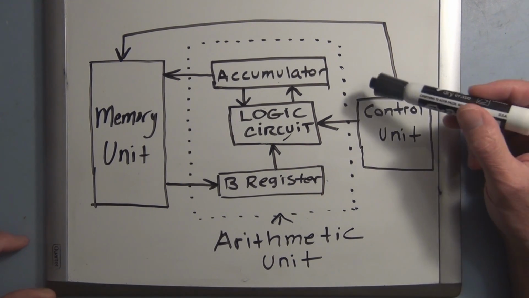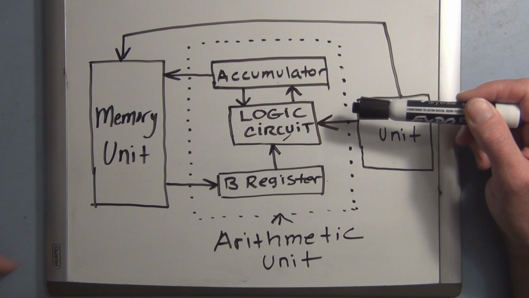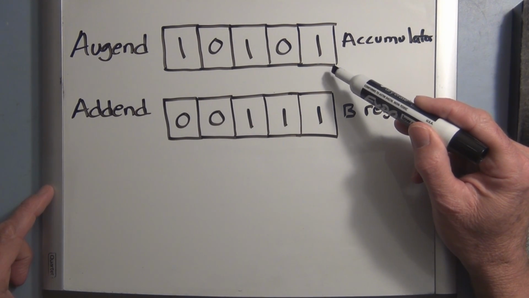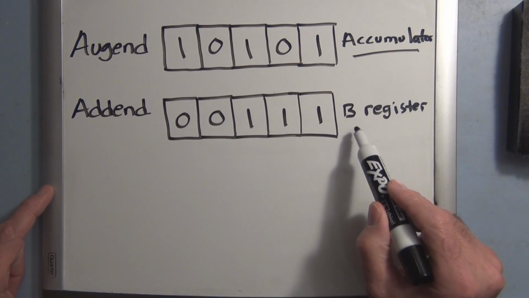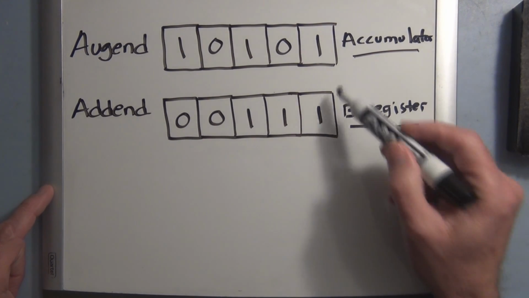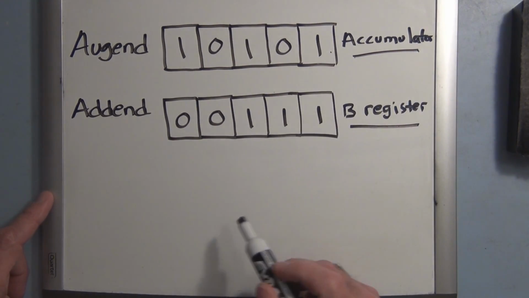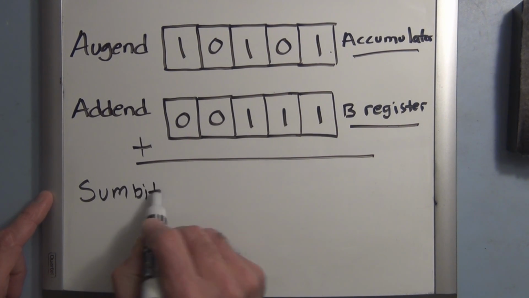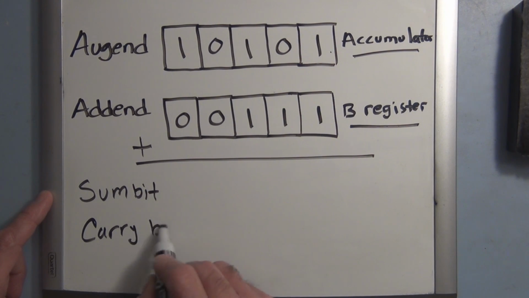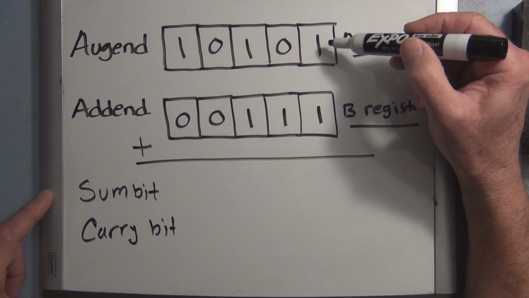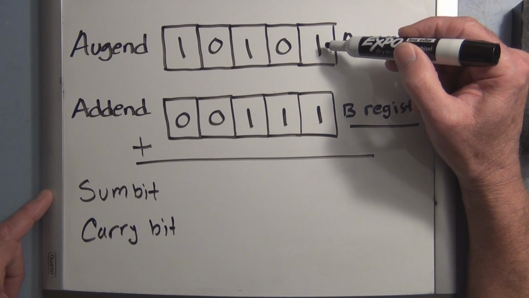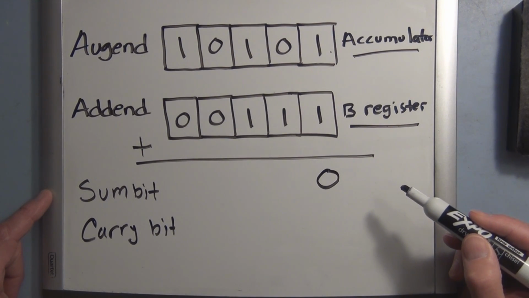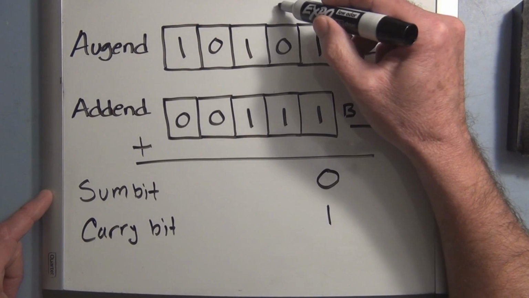So now let's look more closely at the process of adding two binary numbers. Here we have two registers storing two 5-bit binary numbers. This is the accumulator register, and here is the B register. We want to look closely now at the process of adding these numbers, and we want to keep track of the sum bit and the carry bit. So we'll start at the least significant bit, and we have a 1 and a 1, which is going to equal a sum of 0 and produce a carry of 1 into the next bit position.